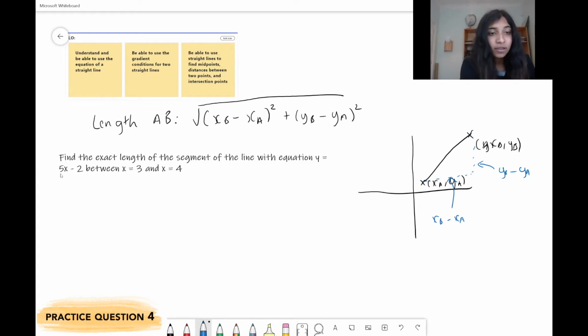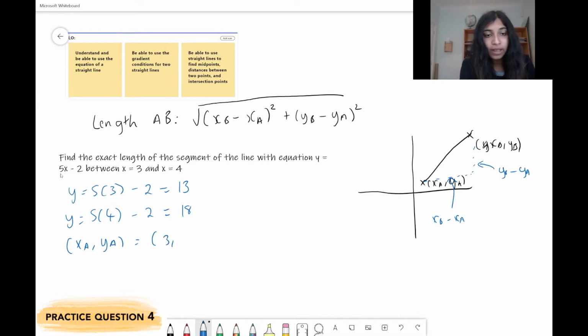For x equals 3, we get y equals 5 times 3 minus 2, which is 15 minus 2, and that's just 13. And then for the next one, we have 5 times 4 minus 2, so that's 20 minus 2, which is 18. Then if we write out the coordinates, XA, YA is equal to (3, 13), and XB, YB is equal to (4, 18). So we can just plug that into the formula for the length.